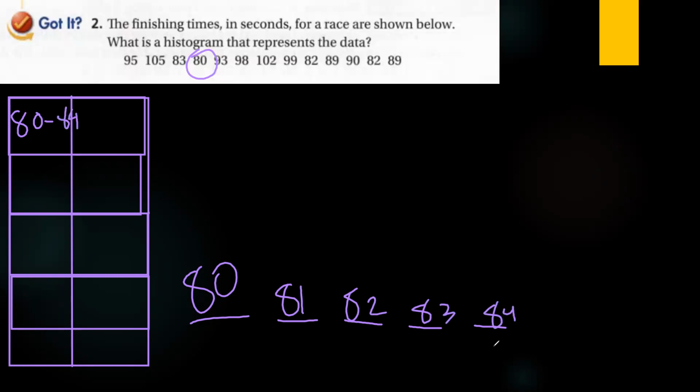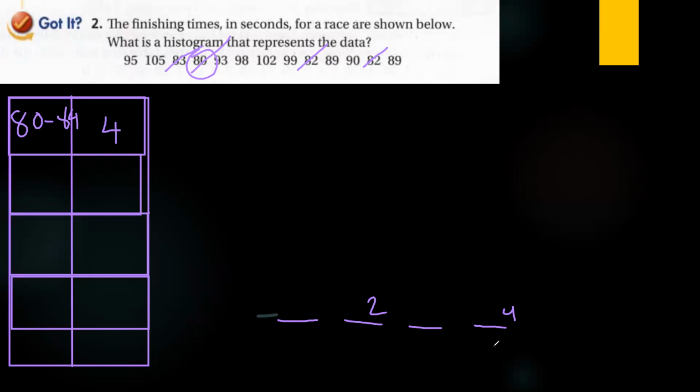Now, how many numbers between 80 up to 84? Look at the data. We have 80. We have 82 two times. 83, do we have it? And 84. Yes, teacher, we have 83. So 1, 2, 3, and 4. So we have four numbers.